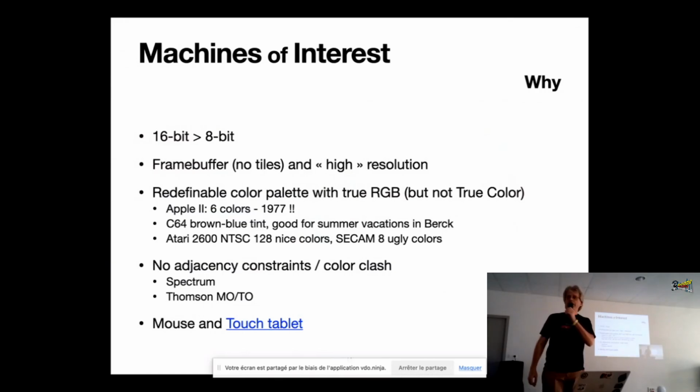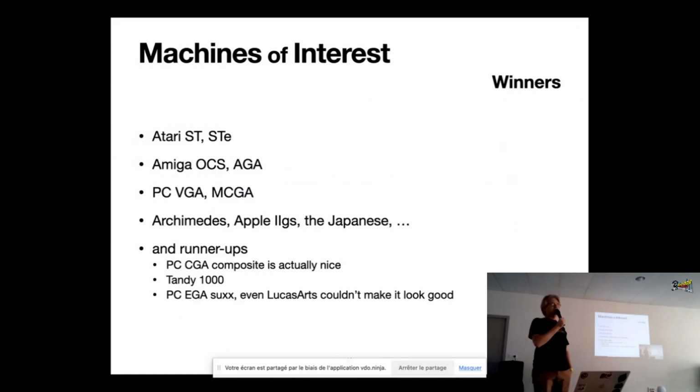Also, we finally had the mouse as standard, and the first good touch tablets for real graphic artists who actually want to draw on the computer. So the machines that are of interest to us are the 16-bit Atari computers of course, and Amiga, the original Amiga and the AGA Amigas that had much better graphics chipset. And the PCs, they didn't have good graphics at the beginning. But by the time we got VGA and MCGA, it was finally okay with enough colors and so on. And I know that the Apple IIgs also was good for graphics. I guess the Archimedes from England was good as well.